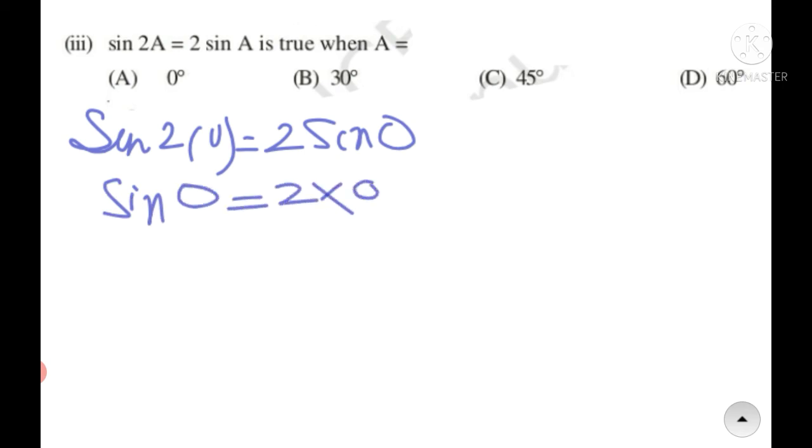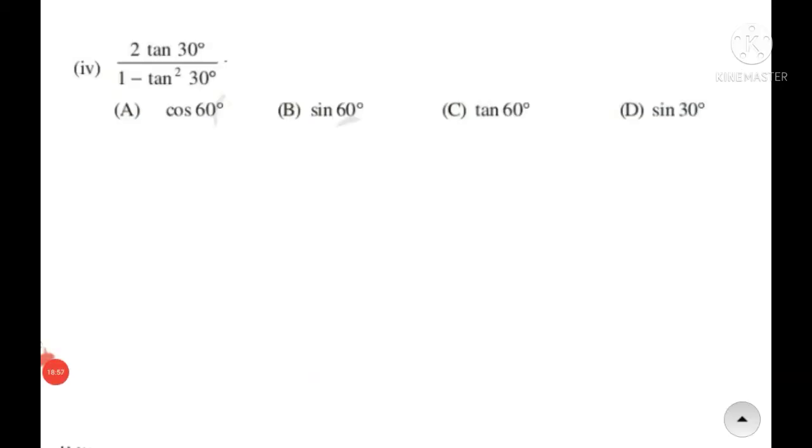I know that sine 0 is 0. So sine 0 is also 0 on the left hand side. So 0 is equal to 0. My option A comes out to be correct. So that is just by chance that my very first option gets correct. Otherwise we will have to put in all other values and solve them and get whether they are correct or not.